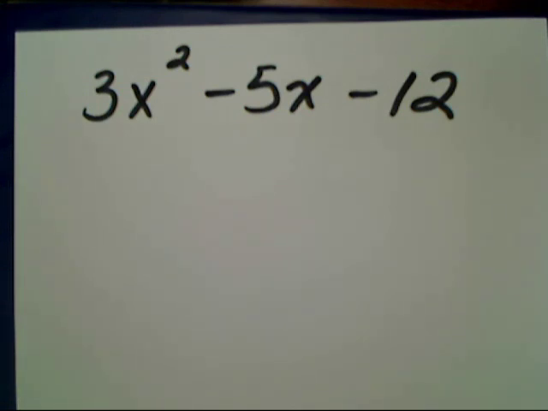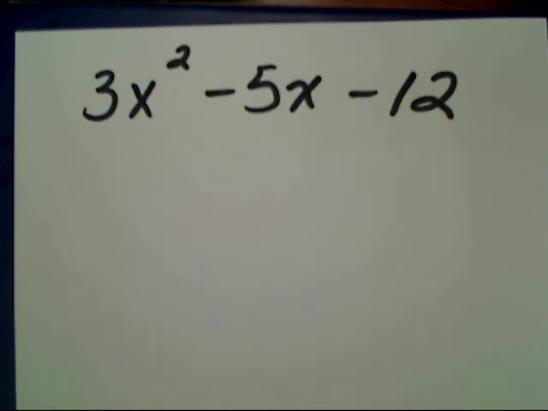Here's another trinomial. Once again, the first thing that we want to look for is a greatest common factor. Is there a greatest common factor among the three terms here? 3 does not go into 5, 5 does not go into 12. No, there's no greatest common factor.